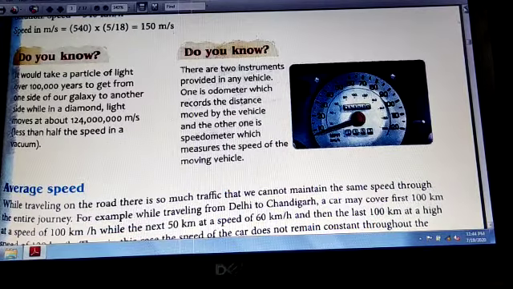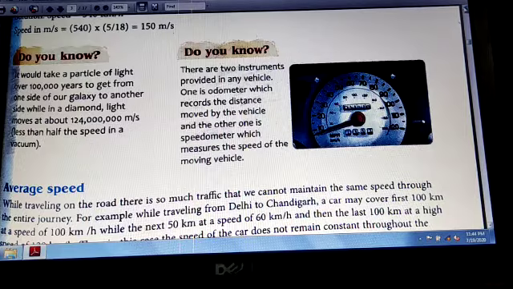Now the first "Do you know" is that a particle of light, first all of you must be knowing what the Milky Way galaxy is. Ours is the Milky Way galaxy. So a particle of light takes over 1 lakh years to get from one side of the galaxy to the other, at a speed that is less than half the speed in vacuum.